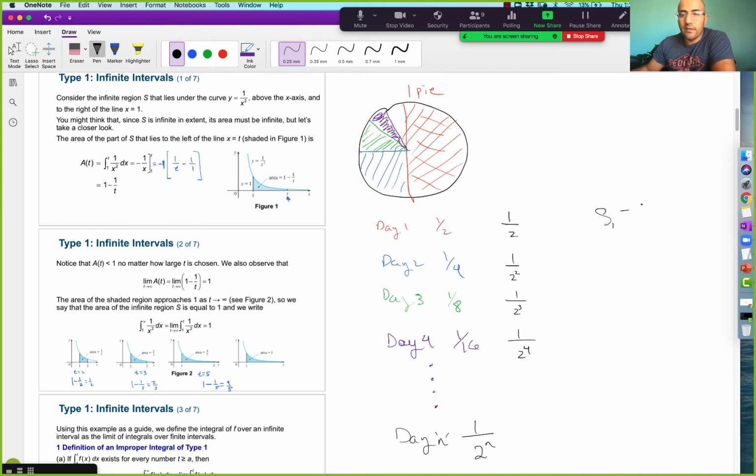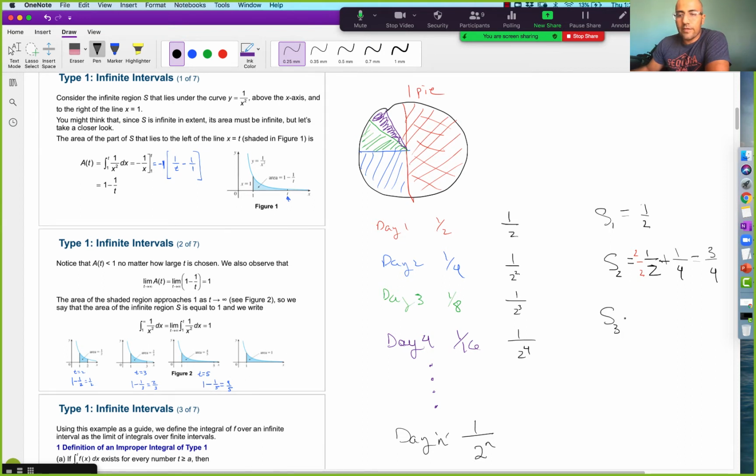So S sub 1 is just going to be equal to our half. And then S sub 2 is equal to 1/2 plus 1/4. Right, common denominator is going to be 4, so we need to multiply this by a 2 over 2. So really we get 2 over 4 plus 1 over 4, which then becomes 3 over 4.